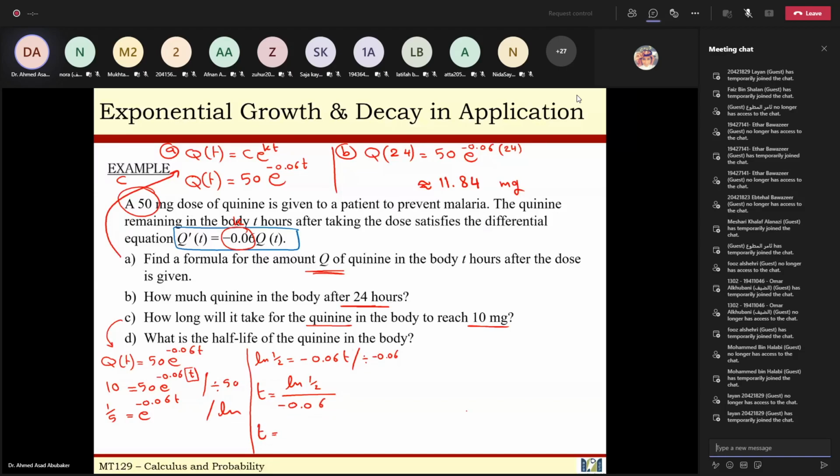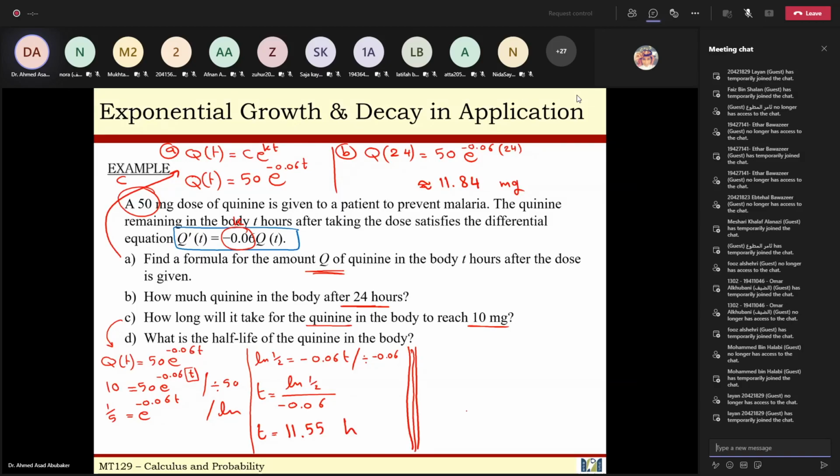This is equal, by calculator, ln over minus 0.06. This is equal to approximately 26 hours. After around 26 hours, the quinine reaches 10 milligrams in the body.